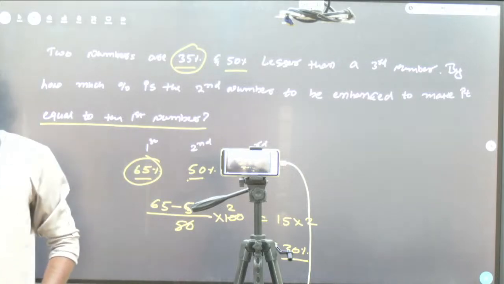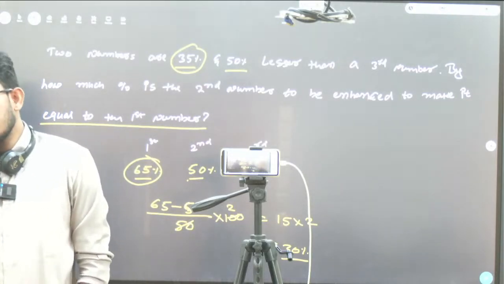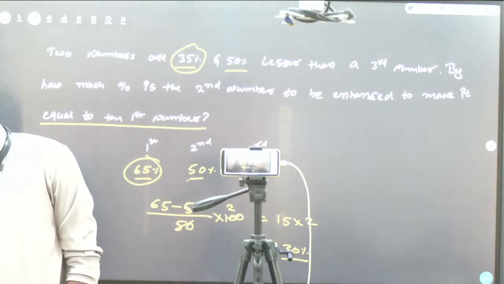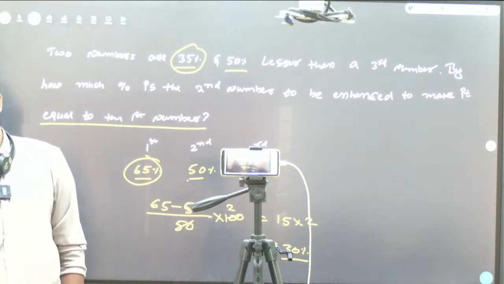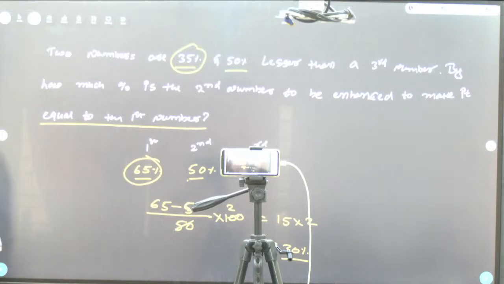Next, A is 40% less than D. Next, C is 25% less than A.